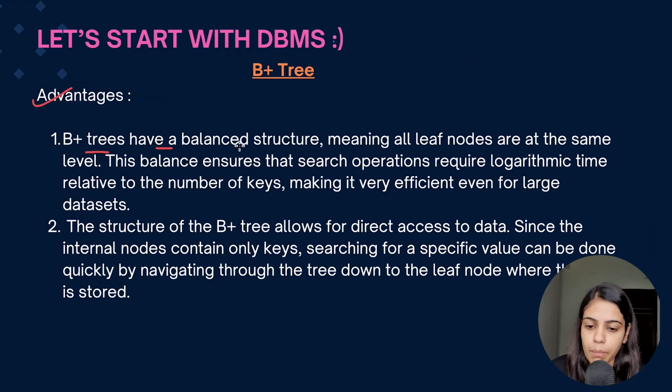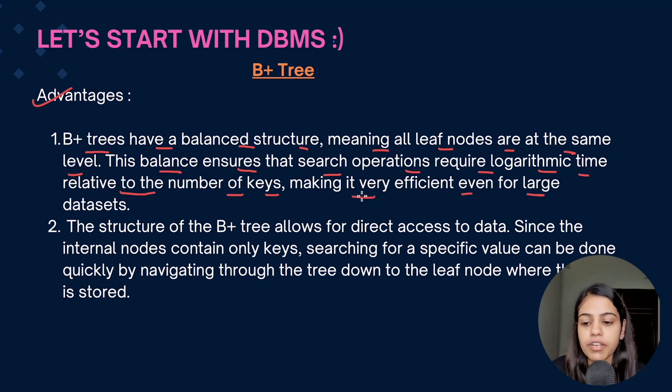B plus trees have a balanced structure, meaning all the leaf nodes are at the same level. This balance ensures that search operations require logarithmic time relative to the number of keys, making it very efficient even for large data sets. Even with large data sets, we store all the data in the leaf nodes, so the traversal is very easy and we can find any data. Insertion, deletion, and reading of the data are performed in logarithmic time.